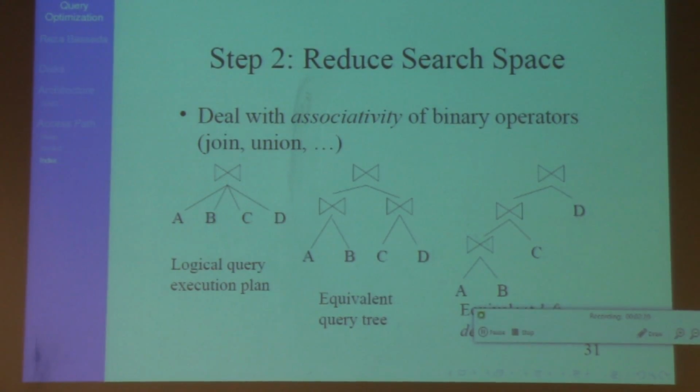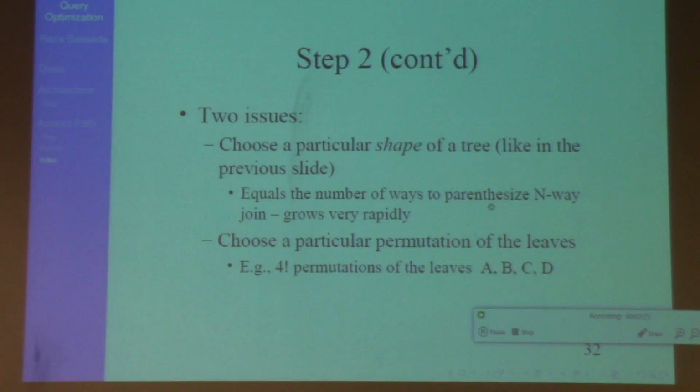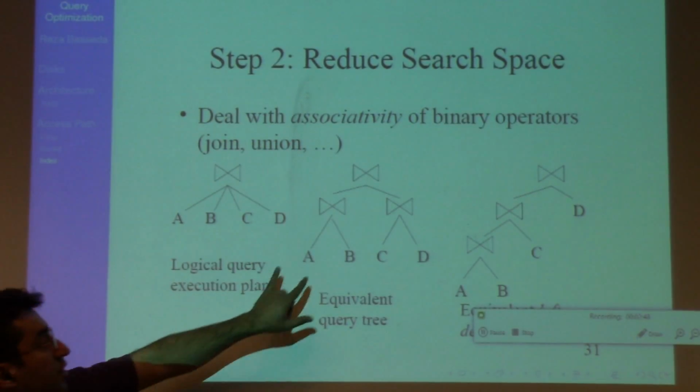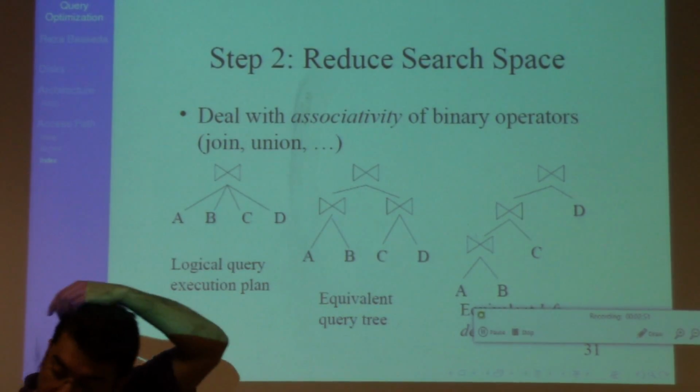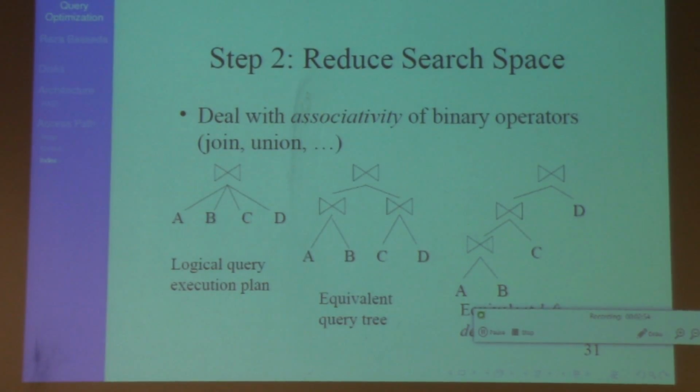How many shapes can we have? A lot of shapes. For example, in this case, the number of shapes is equal to the number of possible ways of putting parentheses on this expression, multiplied by the number of orderings of A, B, C, D, because this sequence also could be changed, right? Then the search space is very big. We just chose one tree, and the tree results in a very big search space.